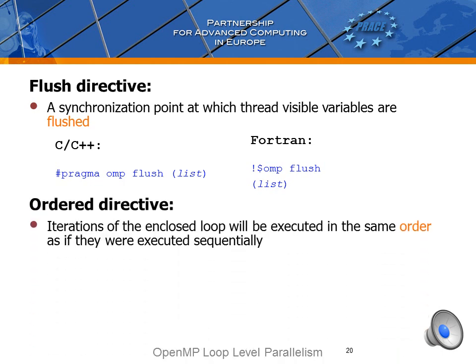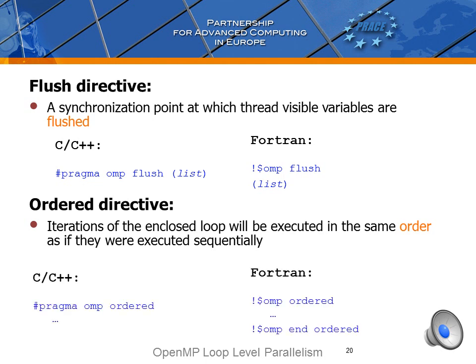The ordered directive specifies a region of code in a loop which will be executed in the order of the loop iterations. The ordered directive can only appear in the context of a for or do directive with the ordered clause. Then, iterations of the enclosed loop will be executed in the same order as if they were executed on a serial processor.